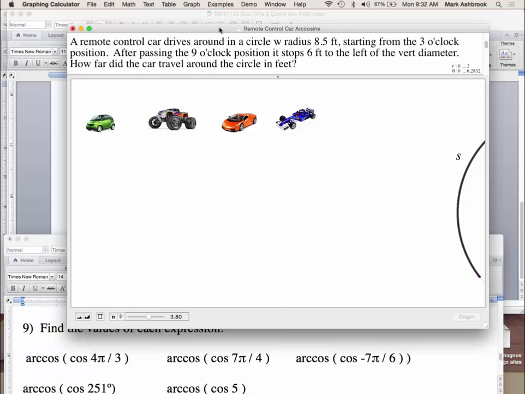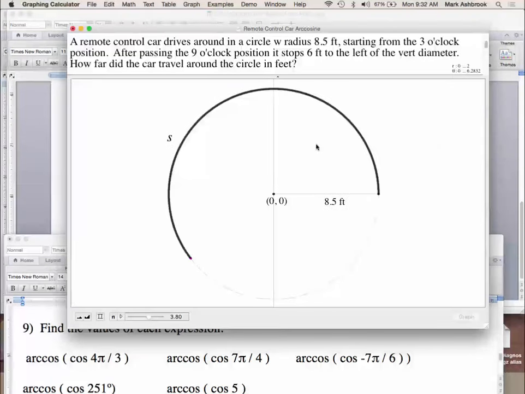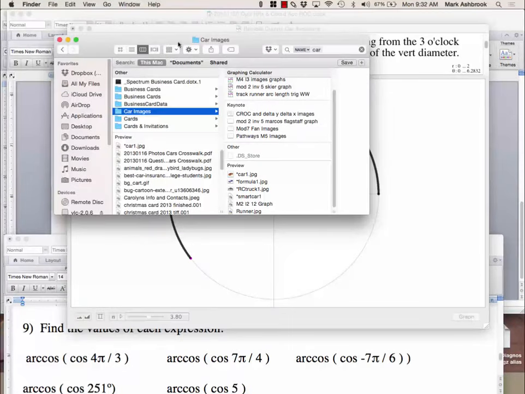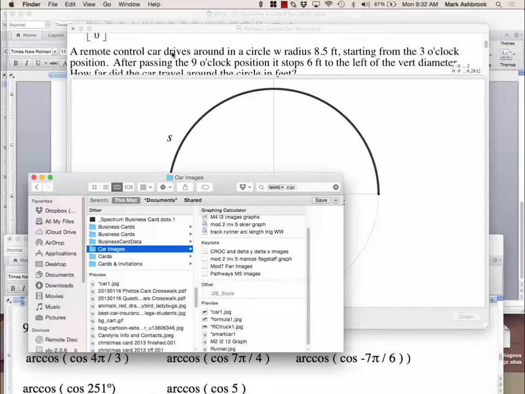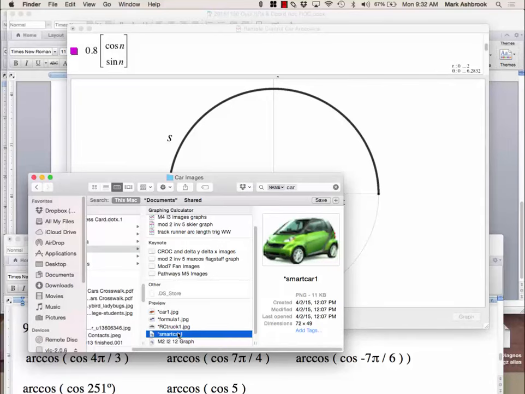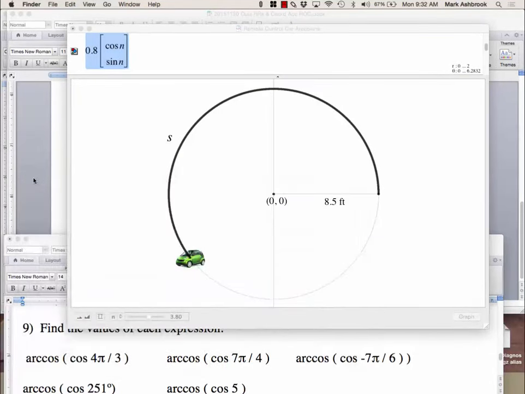Okay, let's make this fast. All in favor of Formula One. All in favor of Lamborghini. All in favor of the smart car. Too easy. Okay. Right here. So we get the smart car. There it is. Okay.